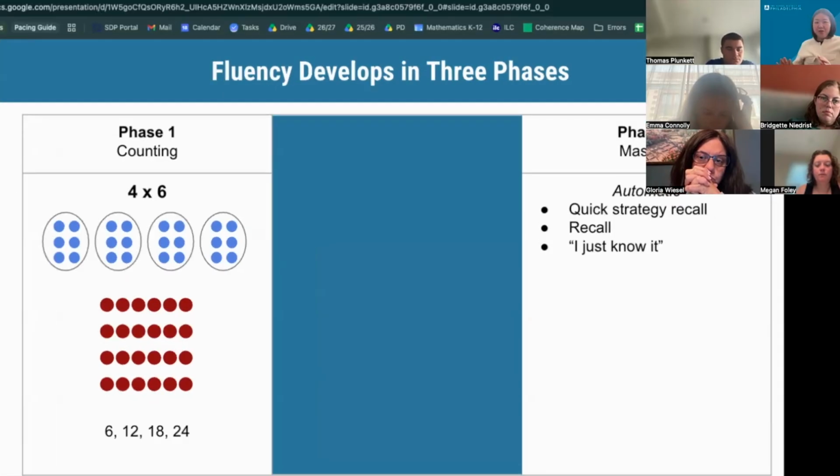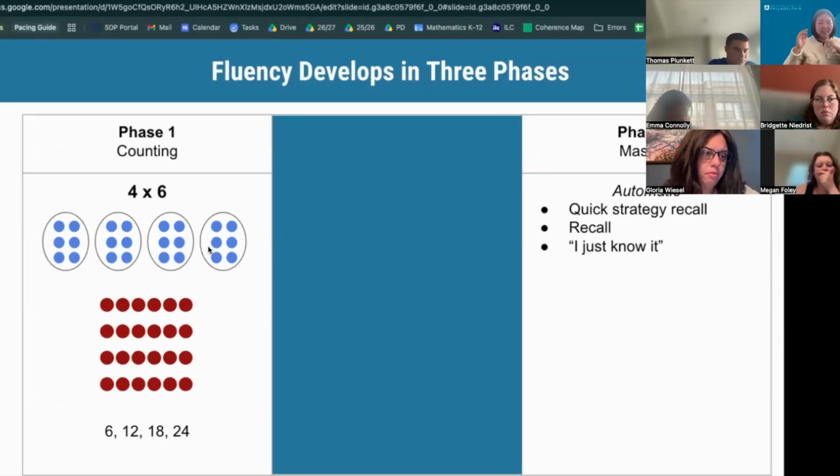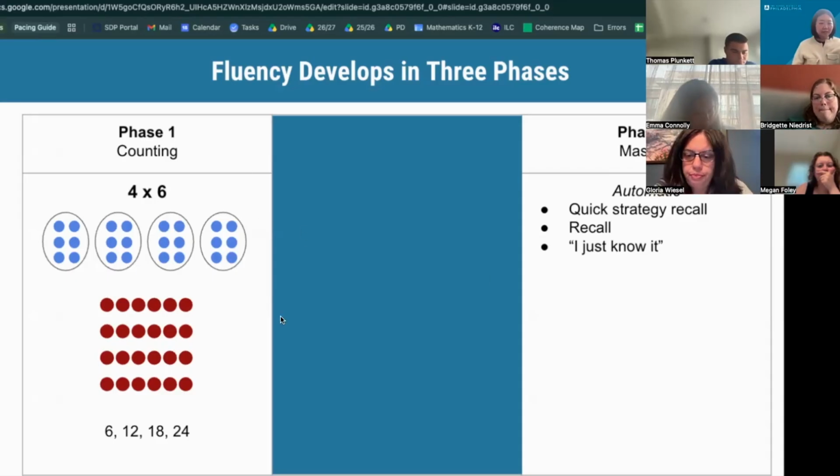Okay, so whether we're talking about multiplication or addition, fluency develops in three phases. And the first phase is always counting. Counting can be counting all or skip counting when we think about multiplication. Think about some of your students; you've probably seen students using skip counting methods to get to their multiplication fact. I used to think that skip counting was the midpoint from just counting all to mastery. But I realized that skip counting is still phase one.